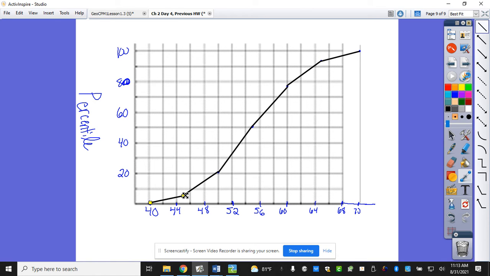So if the slope increased the most, what does that actually mean? There's the most values in there. So anytime it jumps up really high, really quick, that means there's a lot of frequency between there. Anytime it flattens out, like between 40 and 44, there's not many values there. So the flatter, the fewer values; the steeper, the more values that are in there.